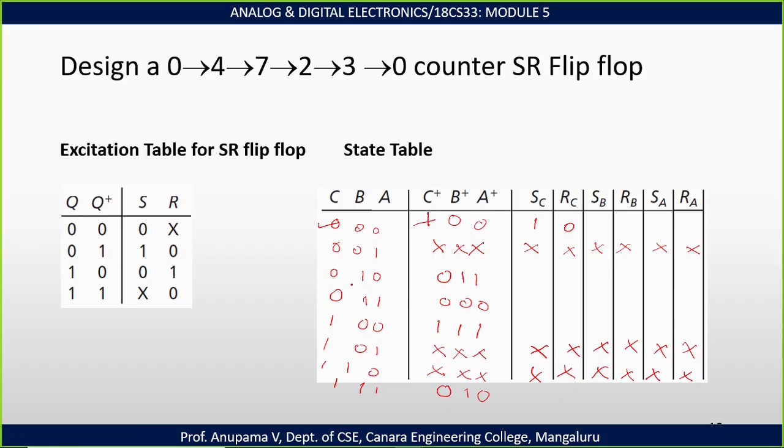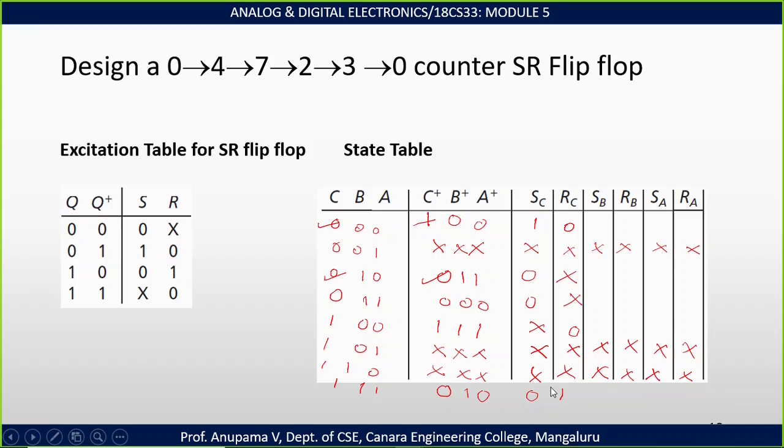Now, if the C value is 0 and C plus value is 0, the S and R value is 0, X. If the C value is 1 and C plus value is 1, the S and R value will be X, 0. Again, C value is 1, C plus is 0. What is the SC and RC value? SC and RC value will be 0, 1.